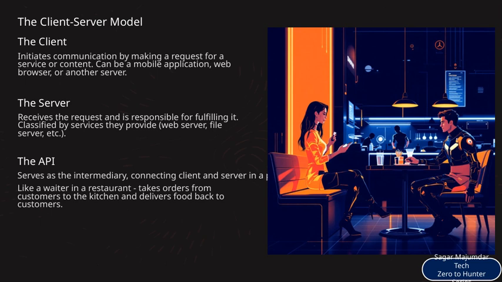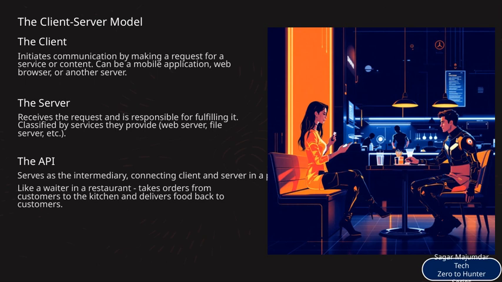Next, we have the server. The server's role is to receive that request and fulfill it. Servers can be specialized based on the services they provide, like a web server that delivers web pages or a file server that manages files. It's responsible for processing requests and returning the appropriate response. Now, connecting these two is the API, or Application Programming Interface. Think of the API as a kind of middleman or translator. It ensures that the communication between client and server happens smoothly and predictably.